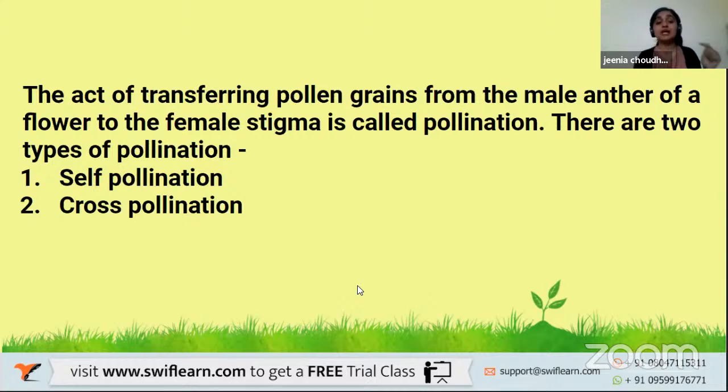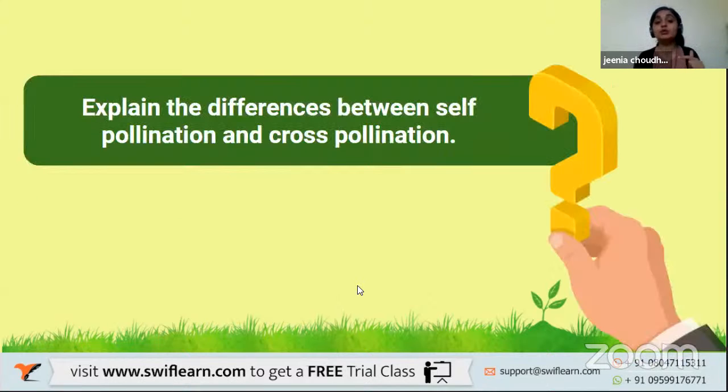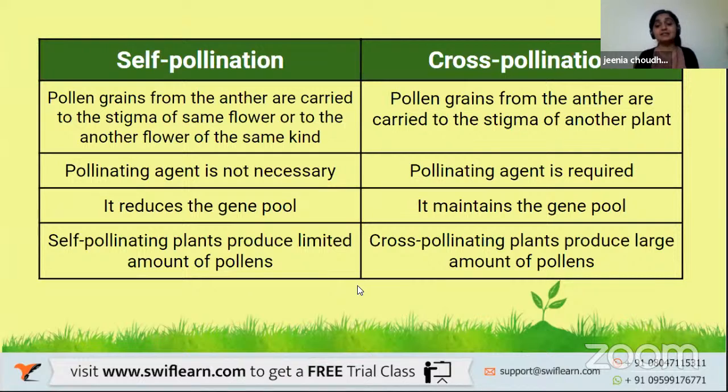There can be two types, self-pollination and cross-pollination. Now we just discovered two types of pollination. So the question can appear: explain the difference between self-pollination and cross-pollination. Let's read it in a little bit more detail, how you present it as an answer.